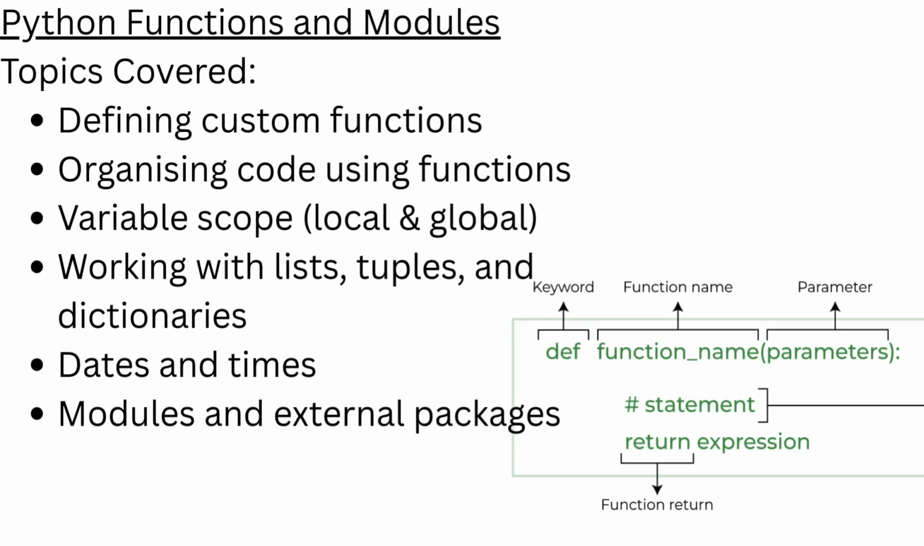This is Unit 3 of Python programming, titled Python Functions and Modules. In this unit, we learn how to divide a large program into smaller parts using functions. Functions help us organize code, reduce repetition, and improve readability. We will also learn about variable scope, which tells us where a variable can be accessed.